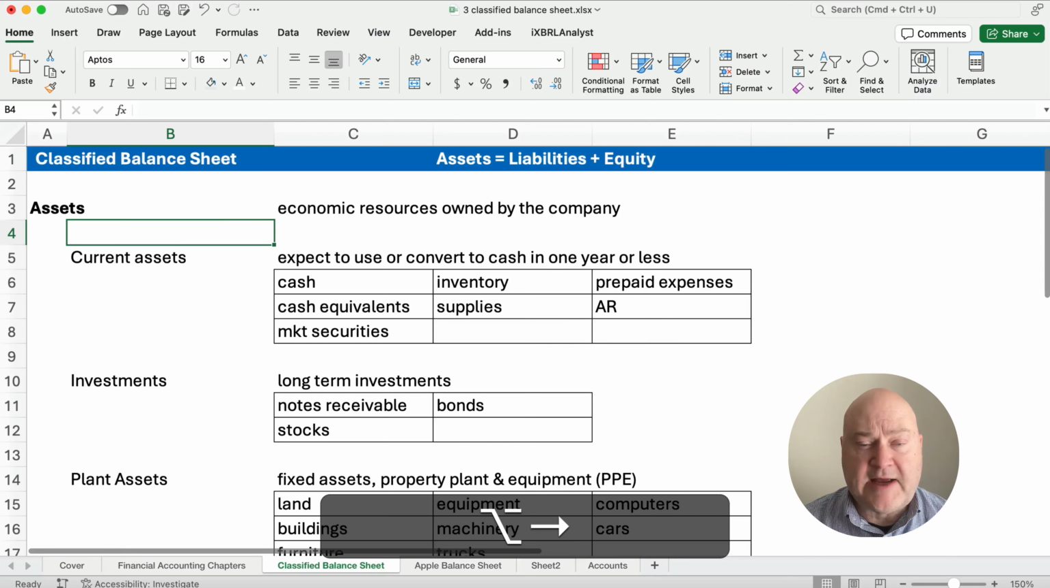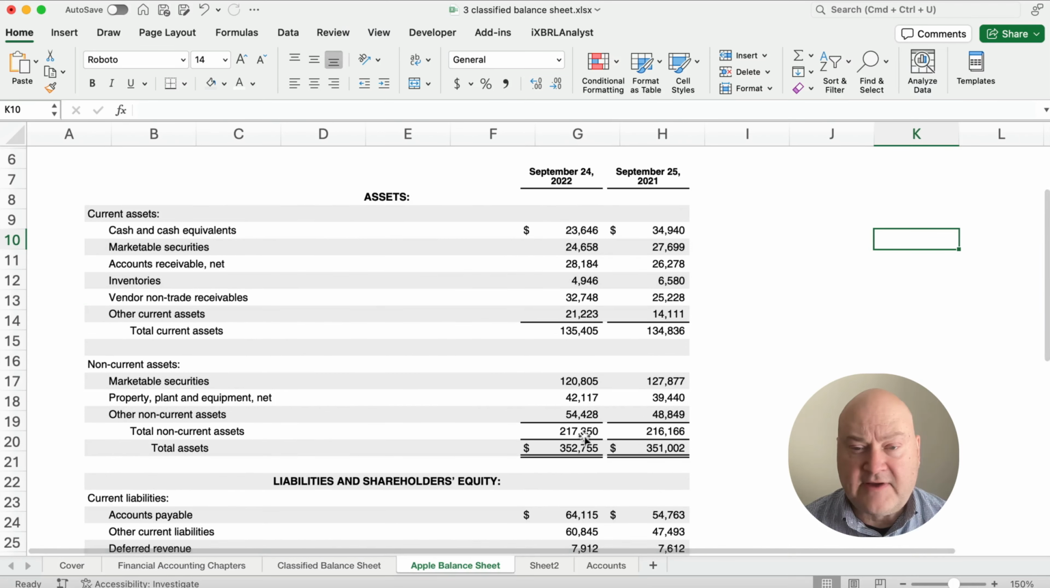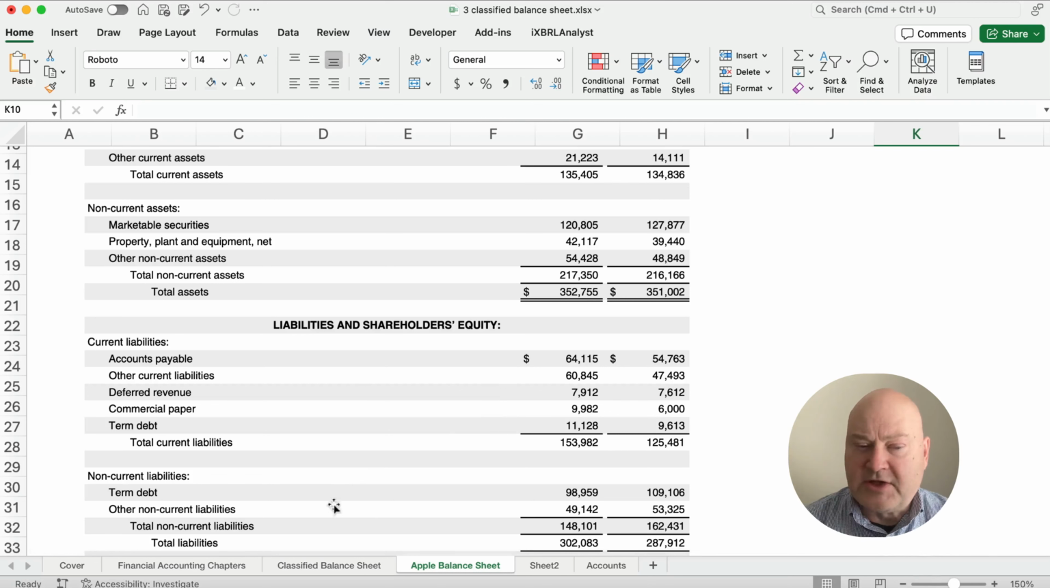All right, so let's look at an example real quickly. The balance sheet for Apple, we have current assets, non-current assets, and we have total assets. We'll come back to this in just a minute, but this is what we're talking about.